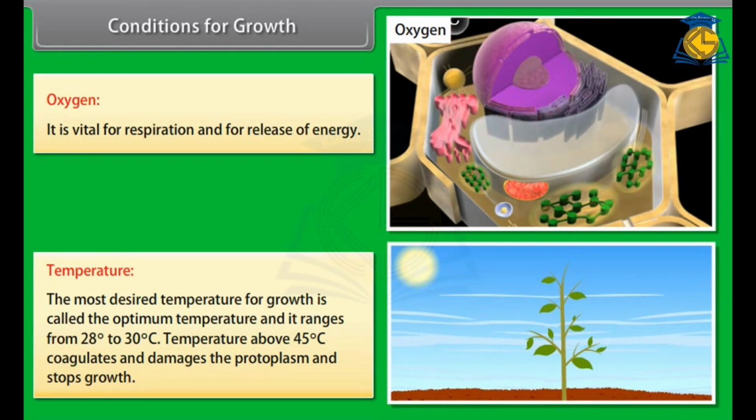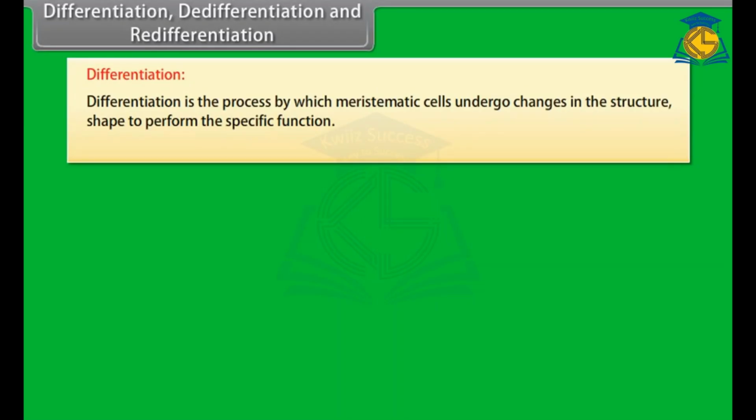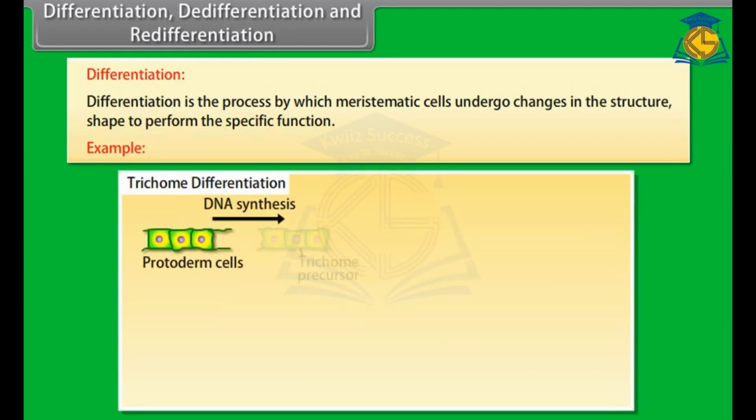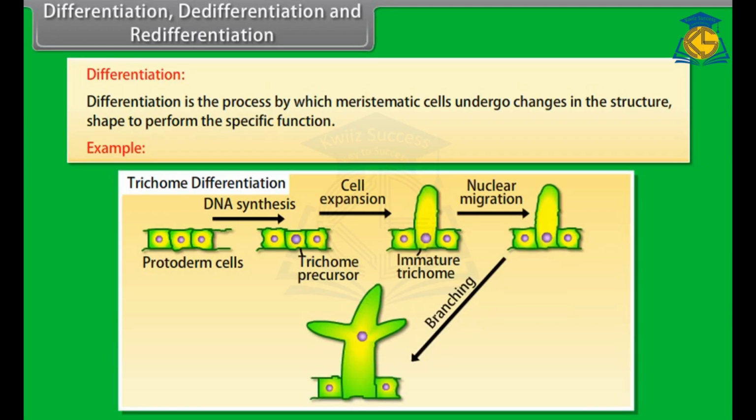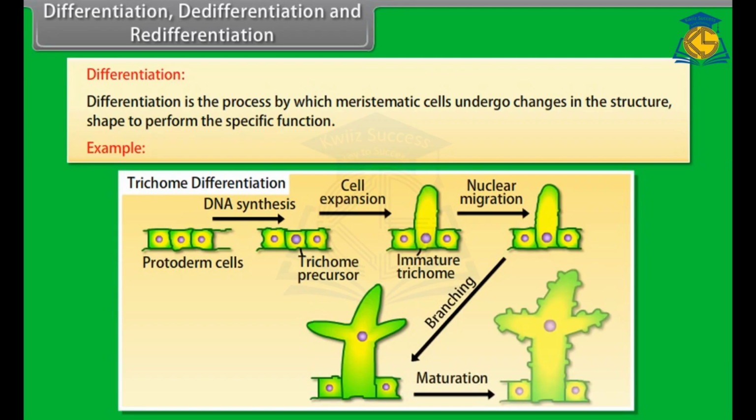Temperature above 45 degrees Celsius coagulates and damages the protoplasm and stops growth. Differentiation, dedifferentiation, and redifferentiation. Differentiation is the process by which meristematic cells undergo changes in structure and shape to perform specific functions. For example, after the DNA synthesis of the protoderm cells, cell expansion takes place and it forms an immature trichome. After that, nuclear migration takes place and then branching occurs and then it reaches the maturation stage.